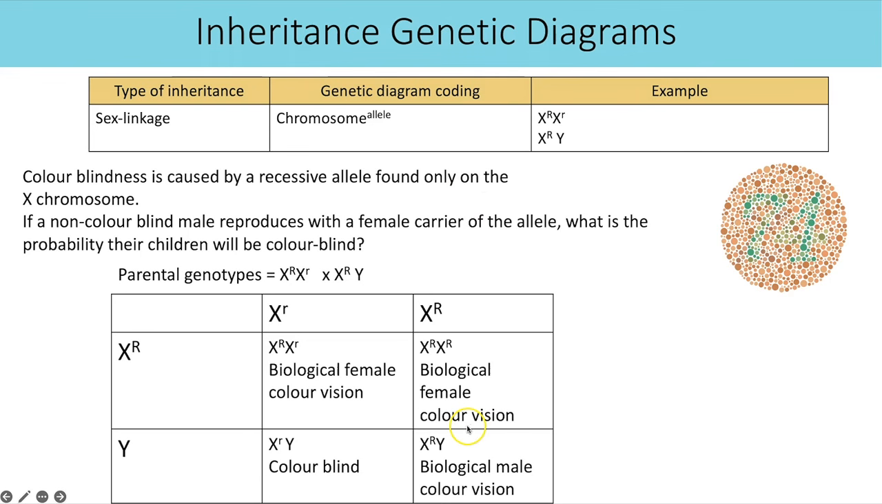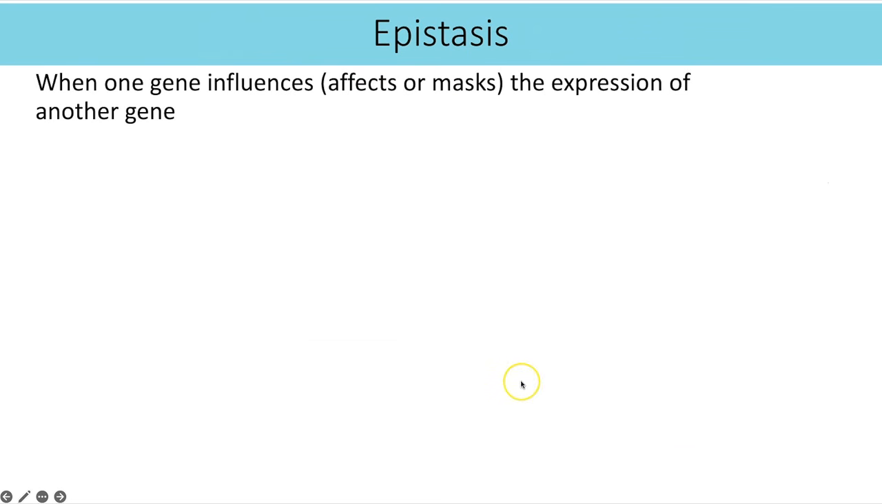So if we have a look at the Punnett square, we can see the gametes on the outside, the 4 possible genotypes, and the matching phenotypes. So this would be a biological female with colour vision, because it's a dominant allele, biological female with colour vision, and that'd be a colourblind biological male, and then the biological male with colour vision. So the probability of having a child being colourblind is 25%.